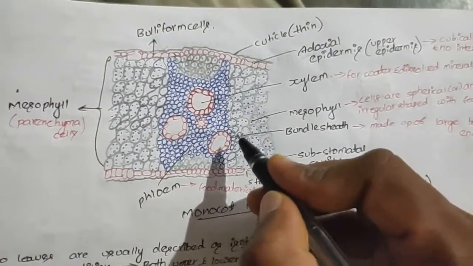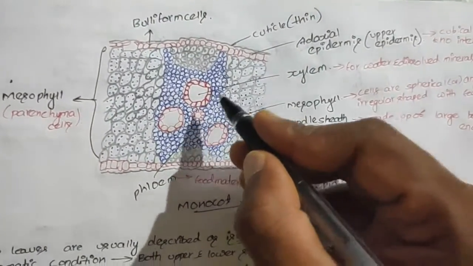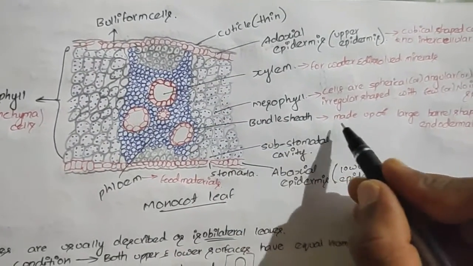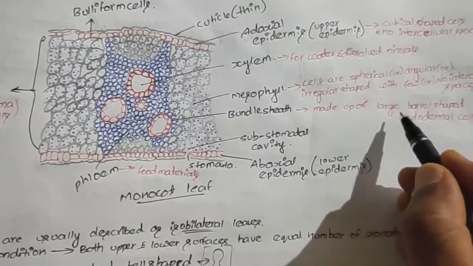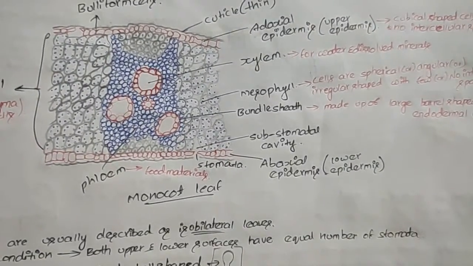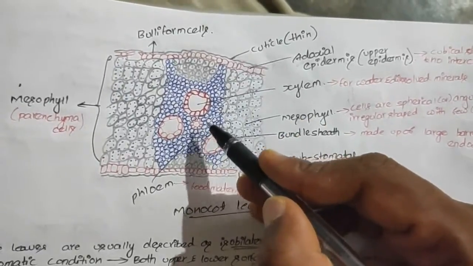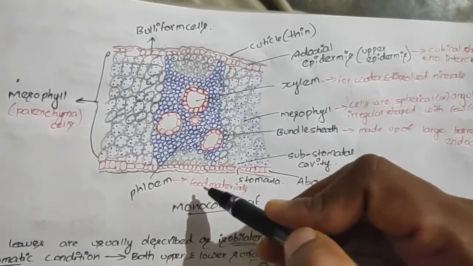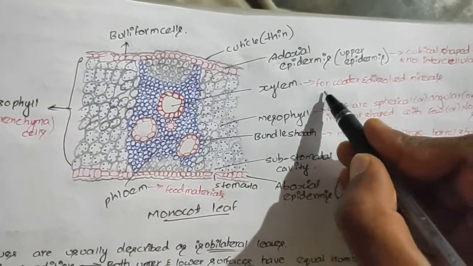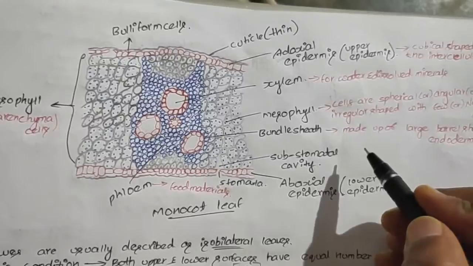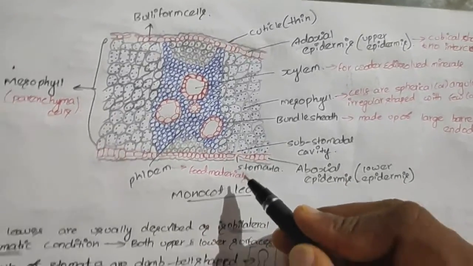Inner to this mesophyll region are the vascular bundles. These vascular bundles are surrounded by bundle sheath cells. This bundle sheath is made up of large barrel-shaped endodermal cells. Xylem is usually present towards the upper epidermis and phloem is usually present towards the lower epidermis. This xylem helps in conduction of water and dissolved minerals, whereas phloem helps in conduction of food materials.